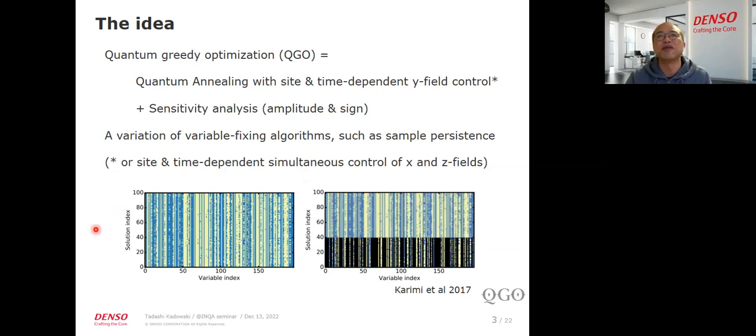For example, this is a result from simulated annealing. We have 100 independent results for a single instance. The spin configuration is slightly different each time, but you see some spins, some sites, that are always up or down, which is persistence. So we can fix those spins to a specific plus or minus, up or down. After that, we have a smaller problem and we can put much more time into solving the reduced problem precisely. That is the idea of the variable fixing algorithm.